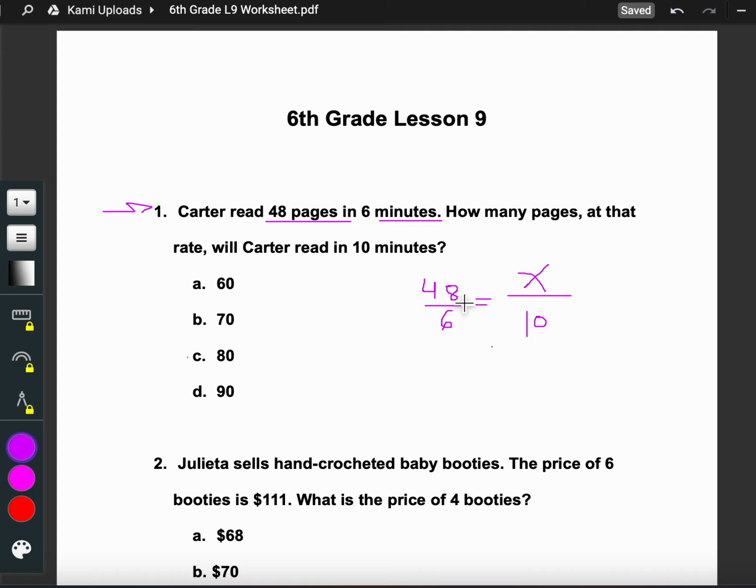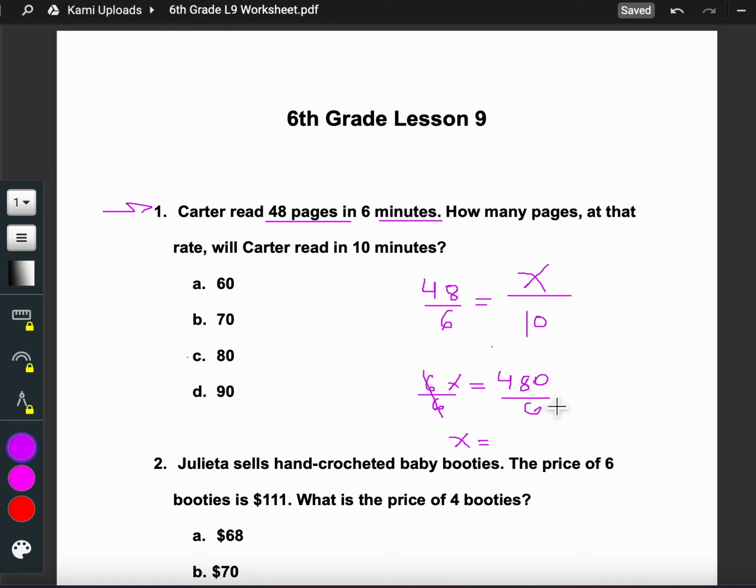Like always, we're going to cross multiply. So it's 6x equals 48 times 10. And we already know 48 times 10 is going to be 480. We're going to divide both sides by 6. 6 divided by 6 is just 1. So that leaves the x alone. So x equals 480 divided by 6.